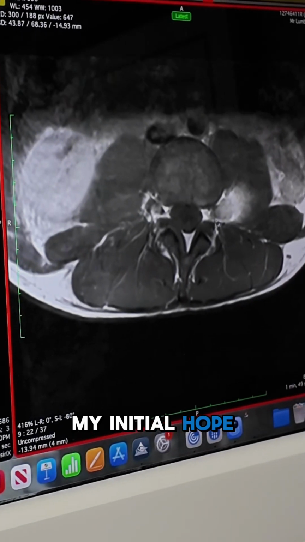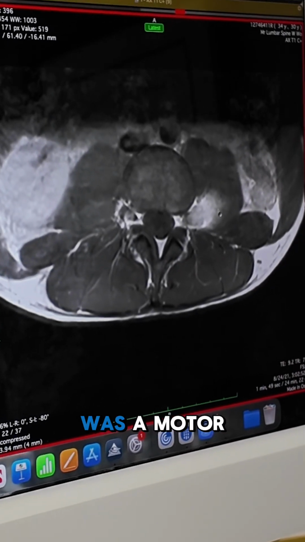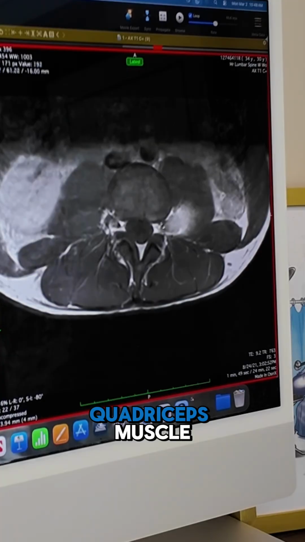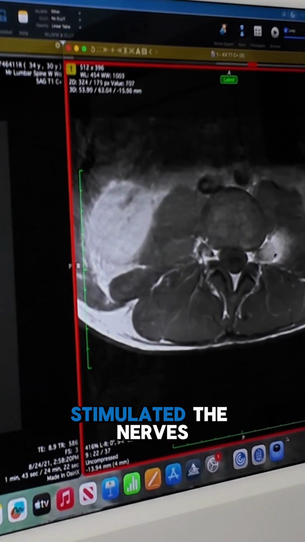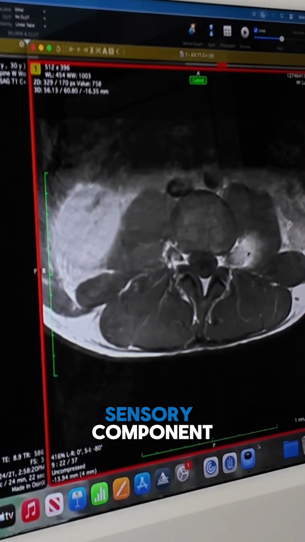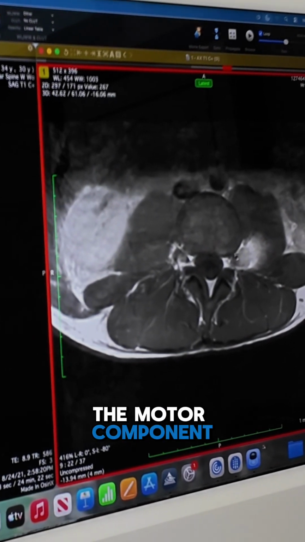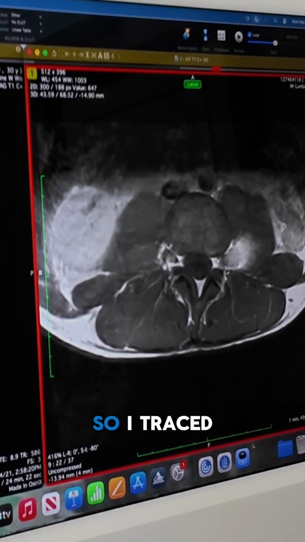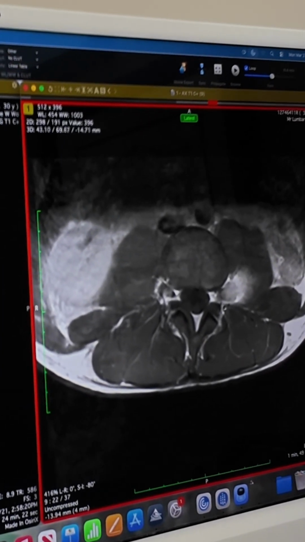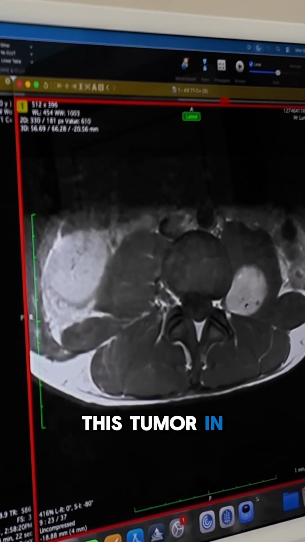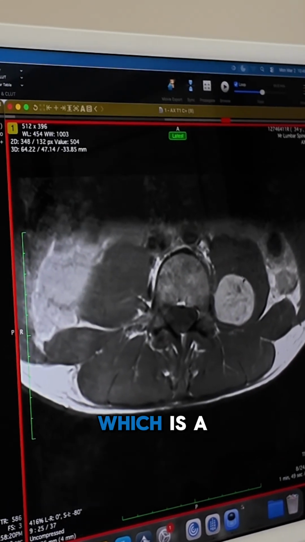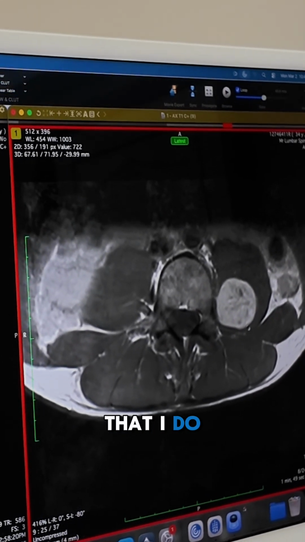My initial hope was that this was a sensory root, because if it was a motor root, there was a high likelihood that he'd have a weakness in his quadricep muscle. As I traced it down, I stimulated the nerves, and I did identify that this was attached to the sensory component, and I found the motor component was lying just deep to the tumor. So I traced the motor root, I had the sensory root isolated where the tumor was, and I was able to remove this tumor in one piece through a minimally invasive approach, which is a lateral approach to the spine that I do every week.